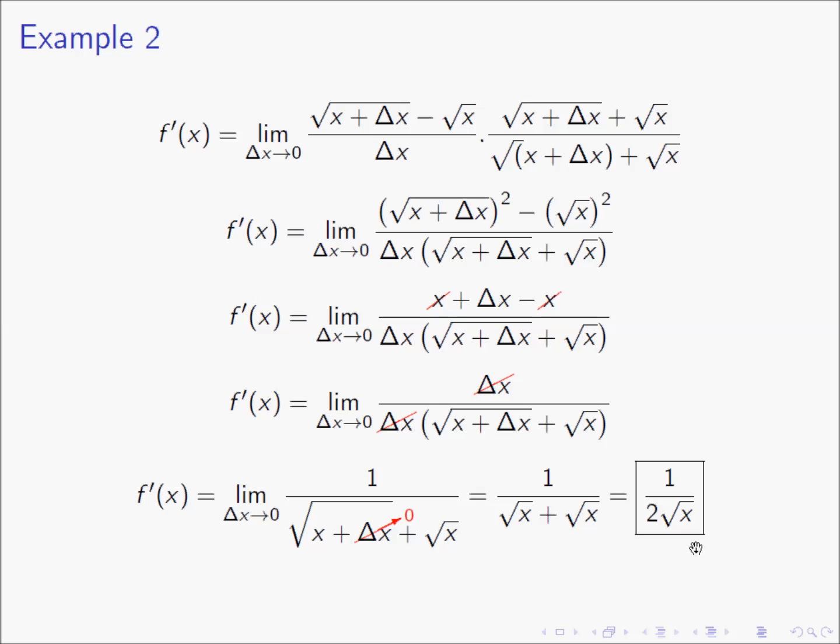So those were two basic examples. In the following videos we may find derivatives of more complicated functions.